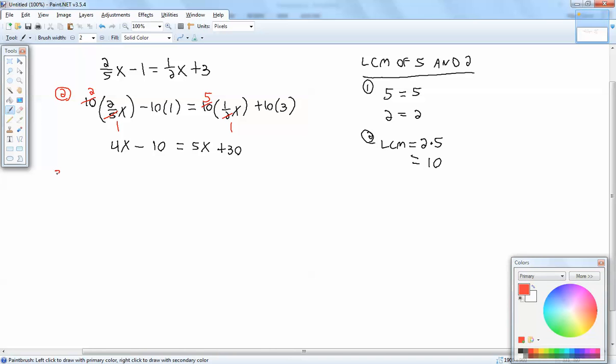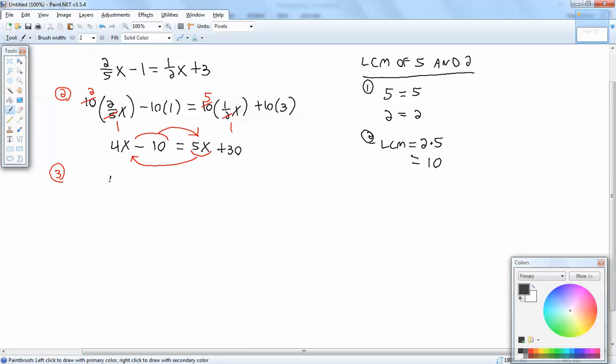Step 3. Get everything with an x on one side, numbers on the other side. It actually is a little bit easier if you get all your x's on the right side on this one, but I'm going to ignore that because I want to point something out. So I'm going to take the 5x and move it over to the left side. I'll take negative 10 and move it to the right side.